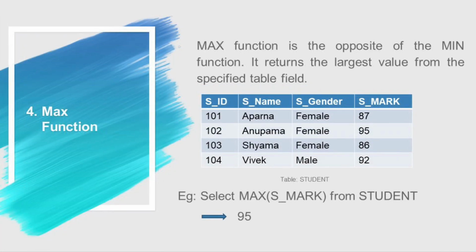Similarly, the max function is the opposite of the min function, and it will generate the largest or the maximum value from the specified field. Here in the student mark, we have the highest mark is for 102, student ID 102, that is 95. That will be the output of the max function. Select max of student mark from student will generate 95. So, this is the case of max function.